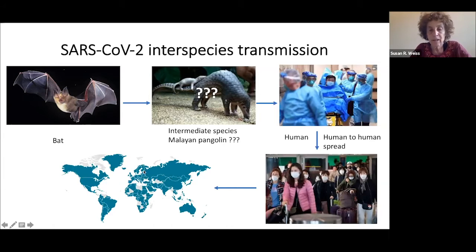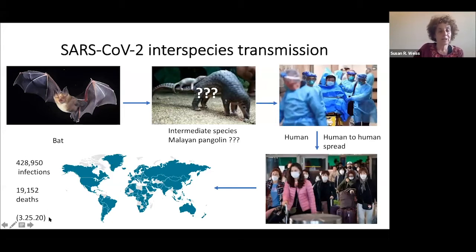Here's just a map, as we all know, because we're all living with this virus. This is a month old. I should change this. So there were over 400,000 infections and 19,000 deaths from SARS-CoV-2. And the US alone had 140,000. I'm sure this is much higher now. I should really check out those numbers. But this is the reason why we're giving online seminars and not in-person seminars.